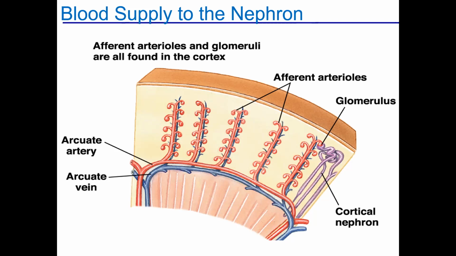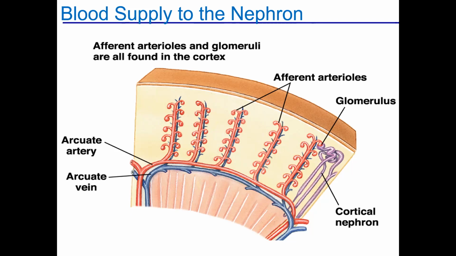Each one of these little round things right here is a glomerulus. And each glomerulus is supplied by an afferent arteriole and drained by an efferent arteriole. That's really unusual, because it's the only place in the body where we have a capillary bed drained by an arteriole. Normally in capillary beds, we have an arteriole going into the capillaries and a venule coming out. But here we have an arteriole going in and an arteriole going out.